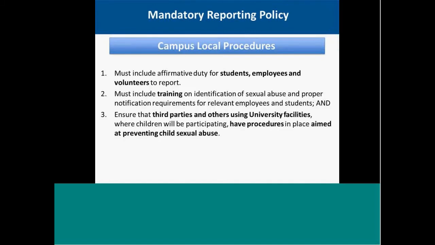The campus local procedures required under the mandatory reporting policy are the following. Number 1, an affirmative duty for university students, employees, and volunteers to report instances of child sexual abuse. Number 2, training of employees on identification of sexual abuse crimes and the proper notification requirements. Number 3, ensure that third parties using university facilities for events and activities that will include participation by children have procedures in place aimed at preventing child sexual abuse.